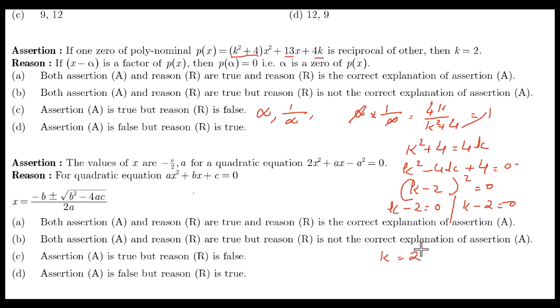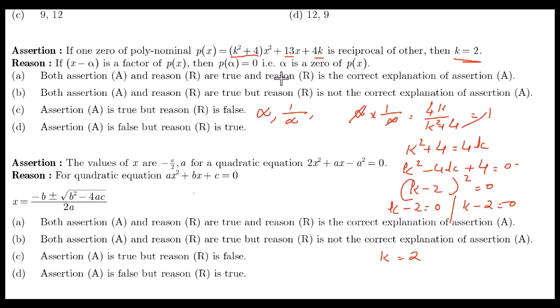So the assertion is true because the value of k is 2. Assertion is true. Now we'll see the reason. What is the reason given? If x minus alpha is a factor of p of x, then p of alpha is equal to 0. Actually, this is the factor theorem, right? The factor theorem, which we have learned from 9th standard. If x minus alpha is a factor of p of x, p of alpha is equal to 0.